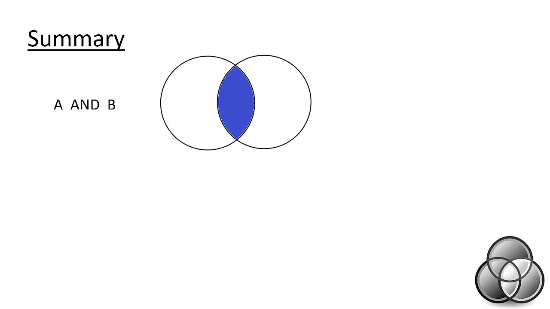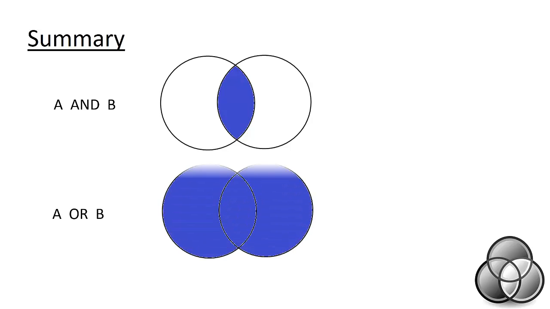This slide gives a quick summary of the regions of interest when we use the phrase A and B, and when we use the phrase A or B. In a Venn diagram, we will always use A and B to refer to the shared elements, and A or B to refer to all elements.